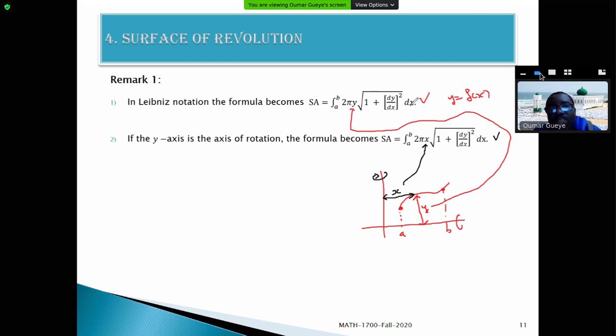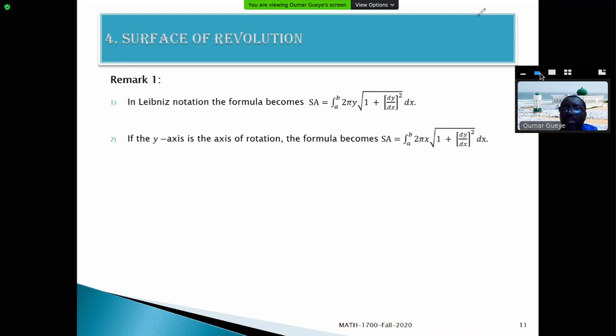Okay? So the next case is where my function is in terms of y. If my function is in terms of y, we will see what happens when we have the x-axis or the y-axis as the axis of rotation.